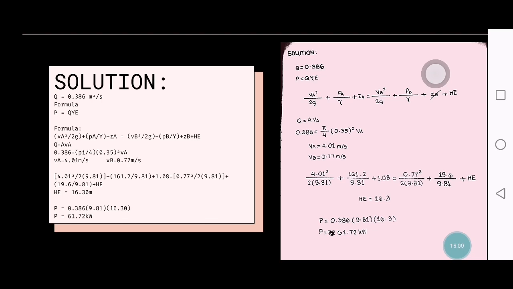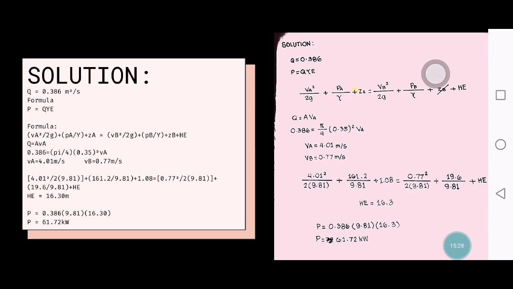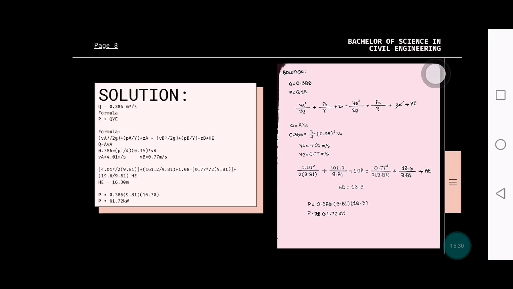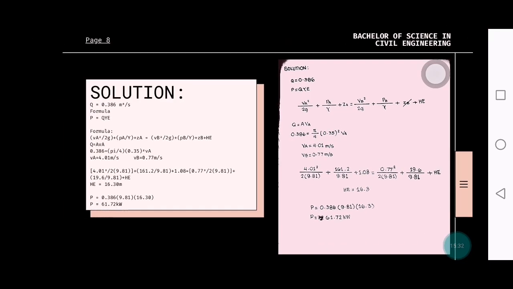There was a mistake in the question: the 19.6 should be positive. I'm sorry for that. So our power is equals to 0.386 times 9.81 times 16.30. Using the formula above, P is equals to 61.72 kilowatts. Final answer. That is my solution in the picture.